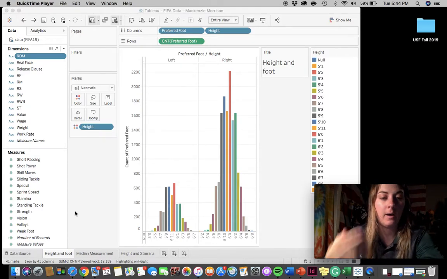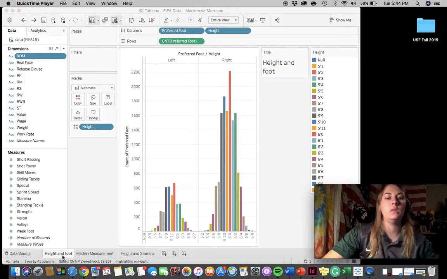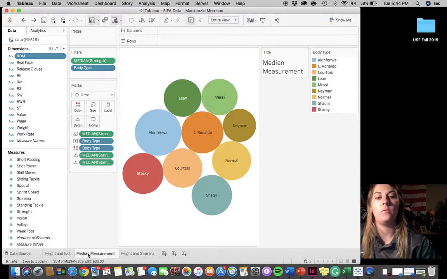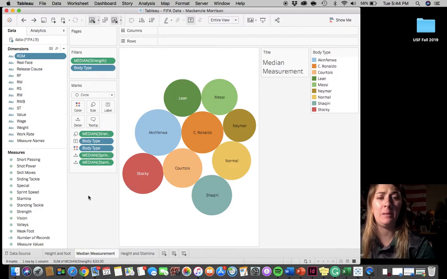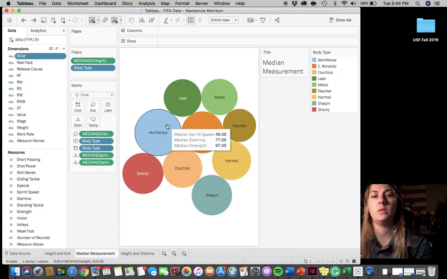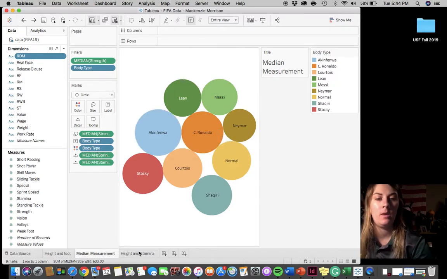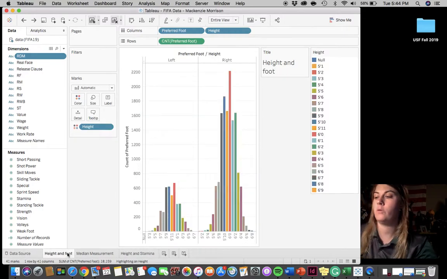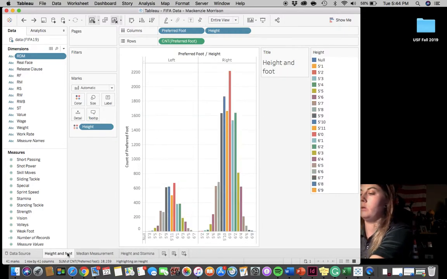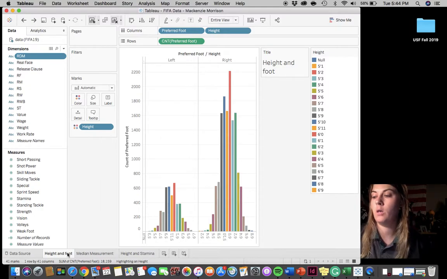So for my three graphs, my first graph here, I did the height and foot, and for my second one, the median measurement over the body types. As you can see here, a little highlight over the speed, stamina, and strength. And the last one here, I configured with the height and the stamina for these soccer players. So going over the first one, I did take some notes here to the side to give better insights and input. The first one goes over the preferred foot and height of each player.